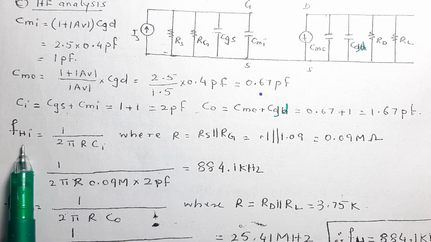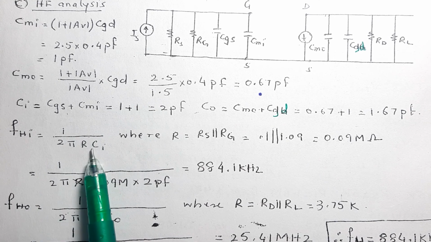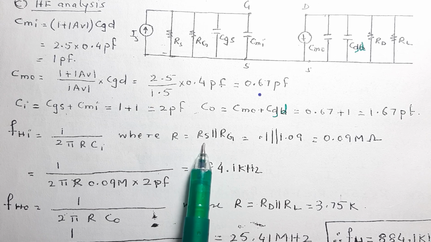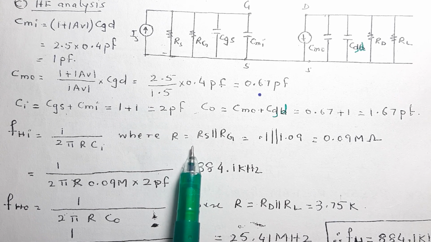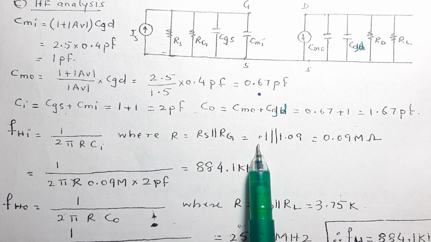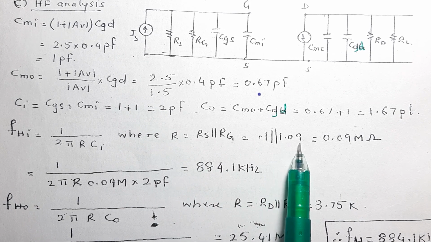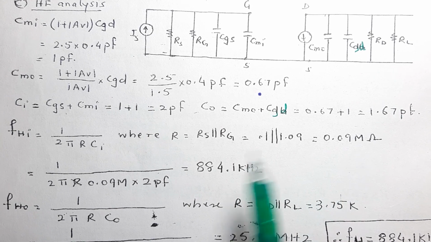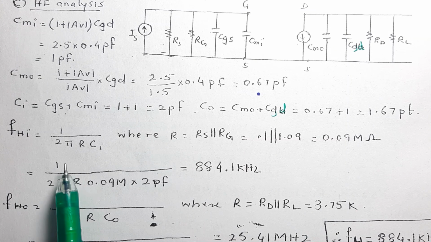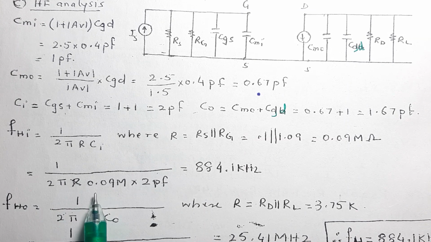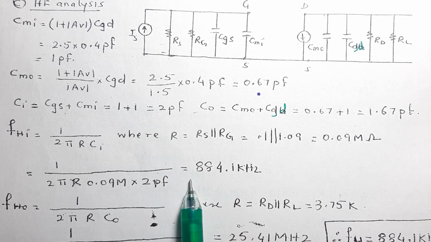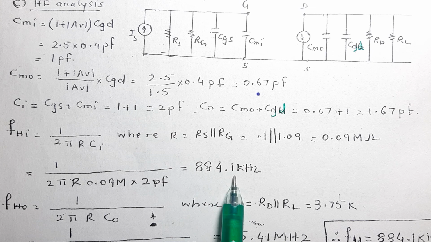Your FHI is calculated as 1 upon 2 pi R CI, where your R is given as RSIG, the input source resistance, parallel to RG, which is equal to 0.1 parallel 1.09. The resultant will be less than 0.1, so it is nothing but 0.09 megaohms. So the value of FHI turns out to be 1 upon 2 pi into 0.09 mega into 2 picofarad, which is equal to 884 kilohertz.